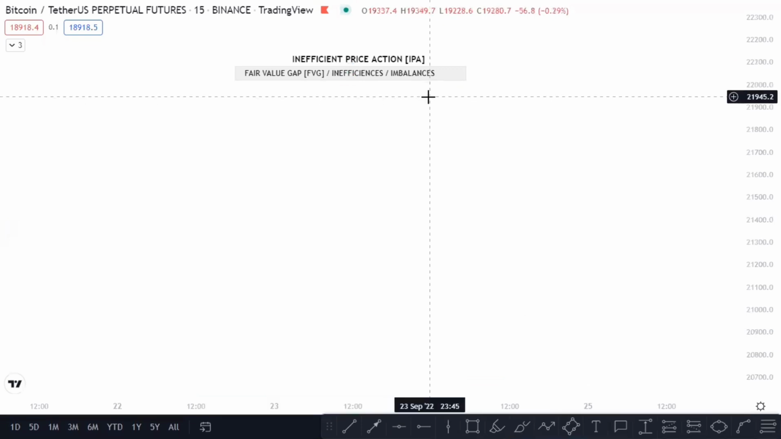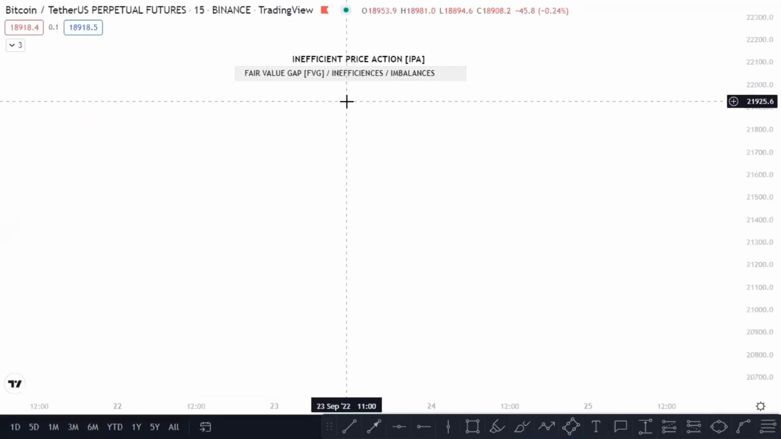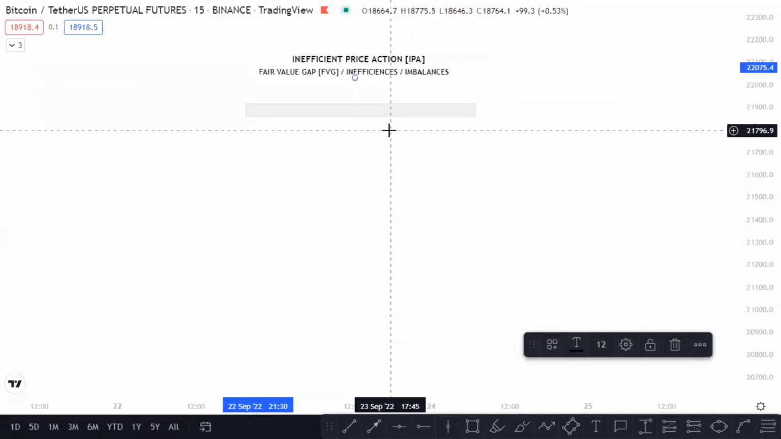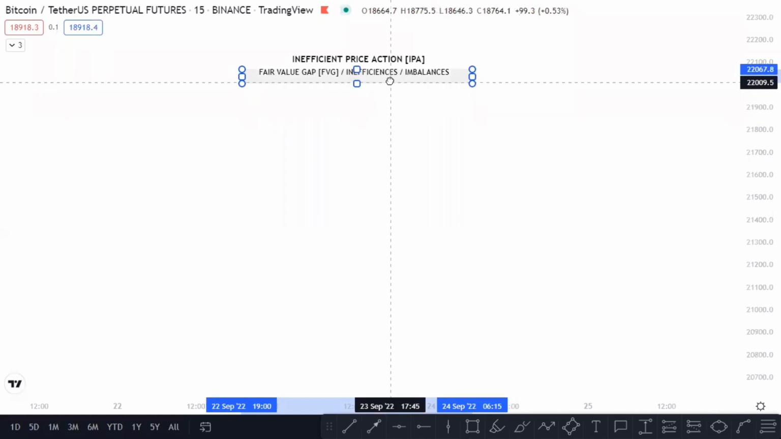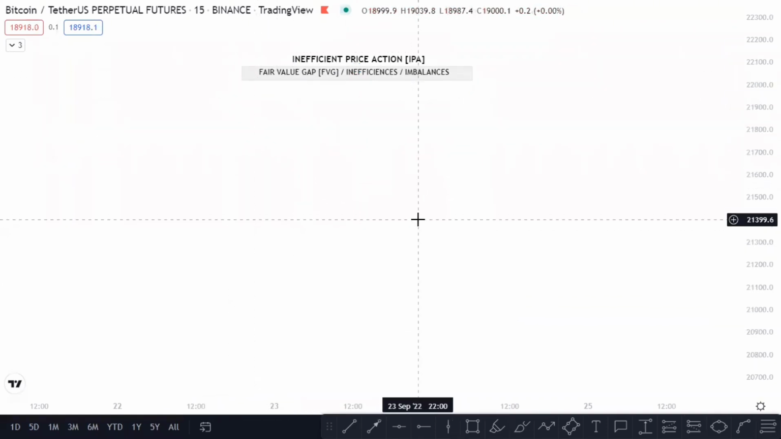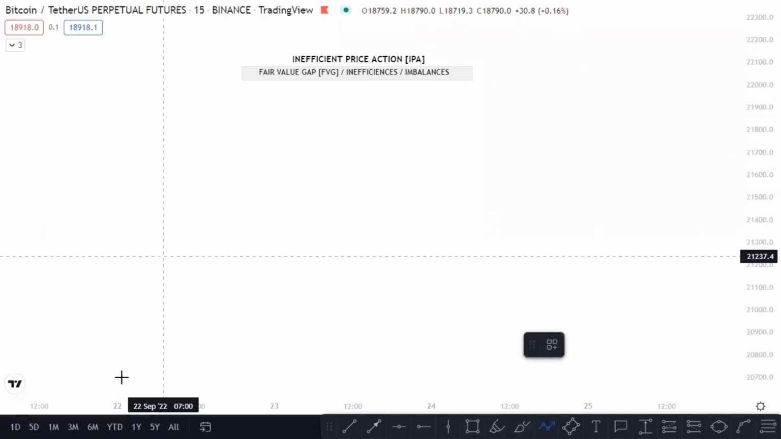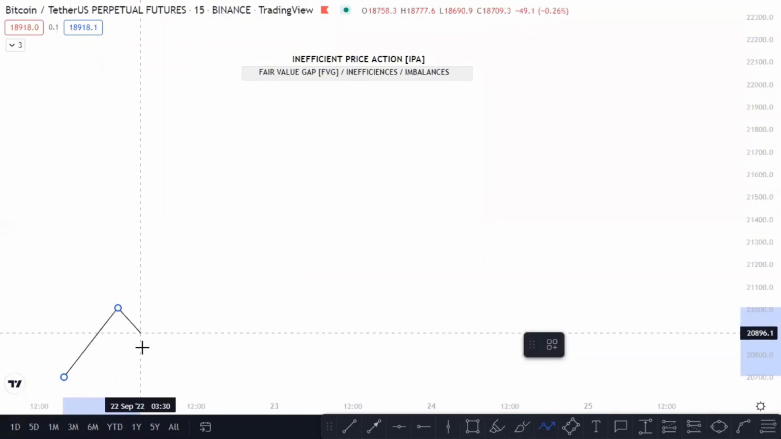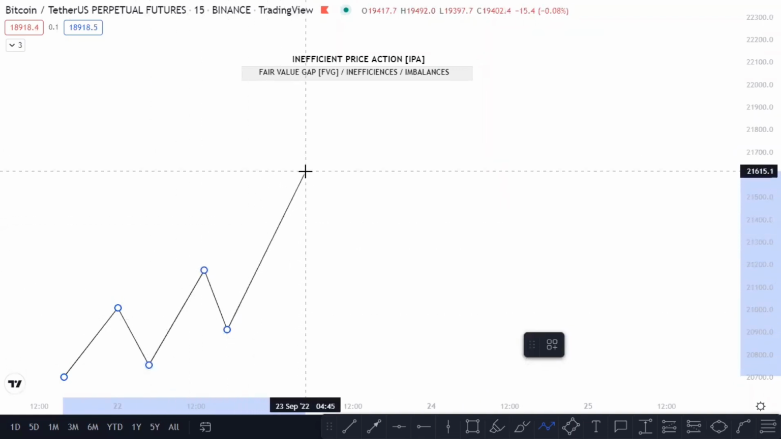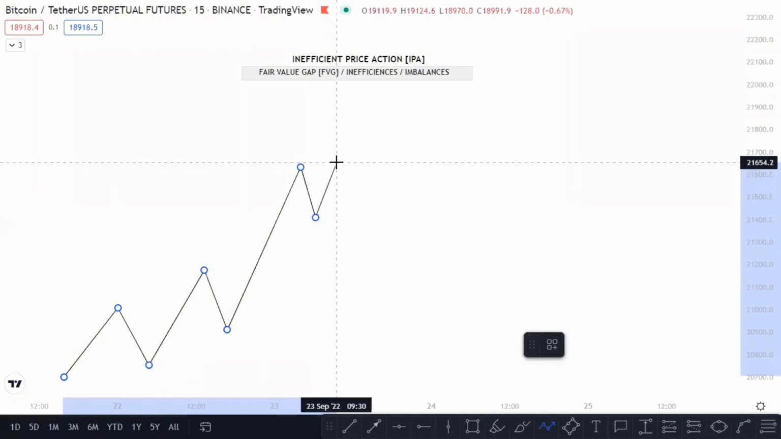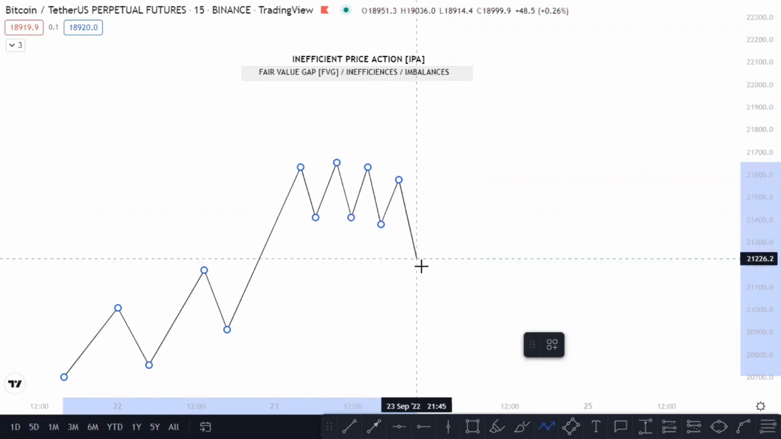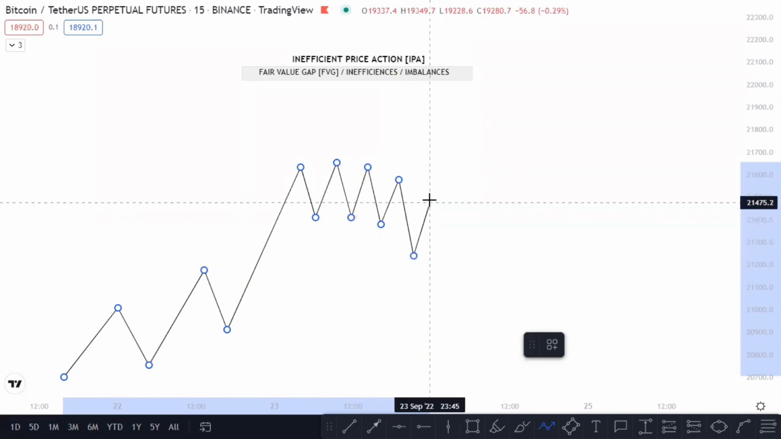So for the chart to be in a healthy state, every imbalance must be filled. They must be filled. Imbalances present in the chart make the chart unhealthy. Let me give an example of a structure that exists with imbalances and one that doesn't. Let me just use rally-base-rally to do this.